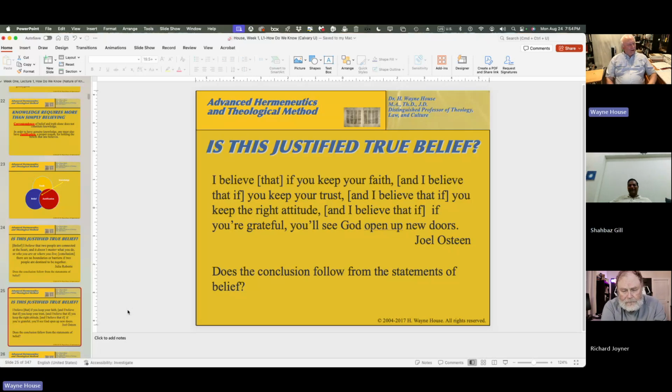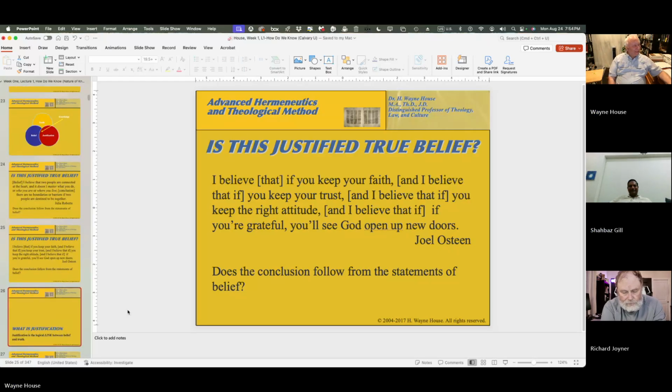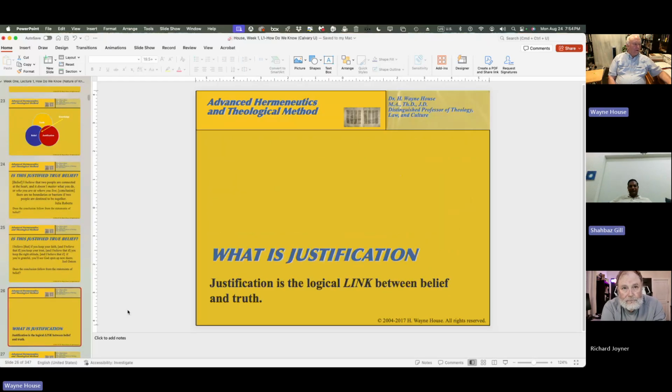It is. Look, does a conclusion follow from the statements? Not a chance. So what is justification then as we finish? Justification is the logical link between belief and truth. Unless you have a reason why something is true, you can't get from faith to truth. It's that component that's necessary.